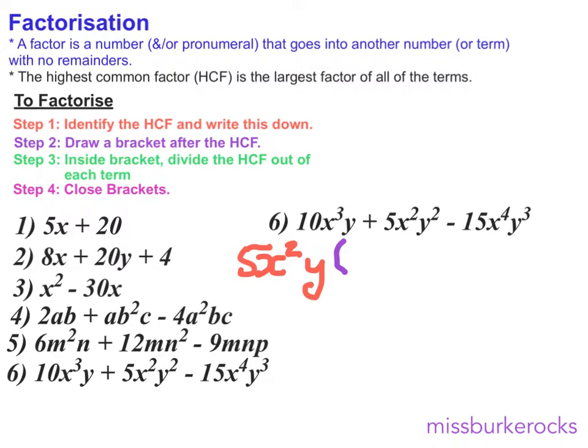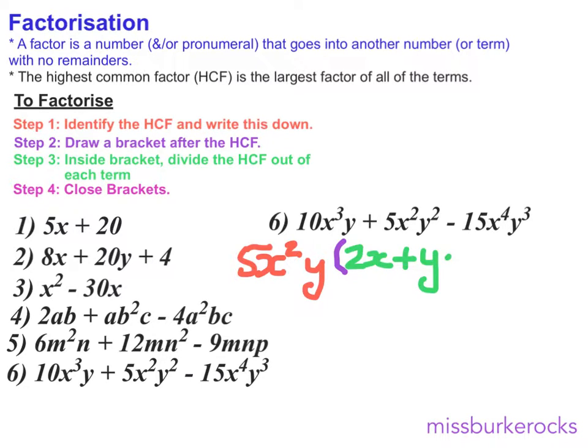So 10 divided by 5 gives me 2. X cubed divided by x squared leaves me with x, and y divided by y leaves me with 1, which I don't write. Then I've got 5x squared y squared. So I need to divide my original highest common factor out of that. So 5 divided by 5 is positive 1, which we know we don't write, but I do need to put my positive in. X squared divided by x squared is also 1, but y squared divided by y is y. So we can leave that one.